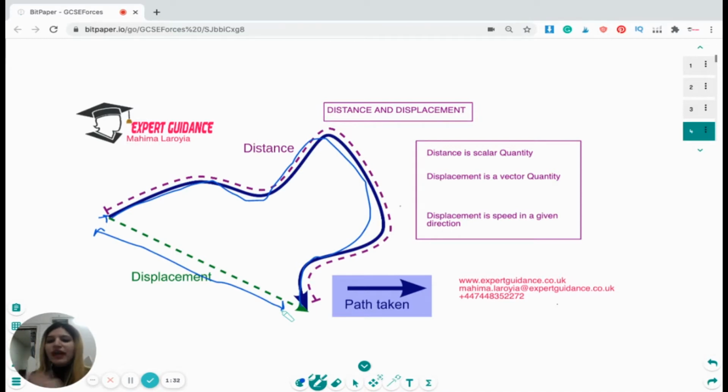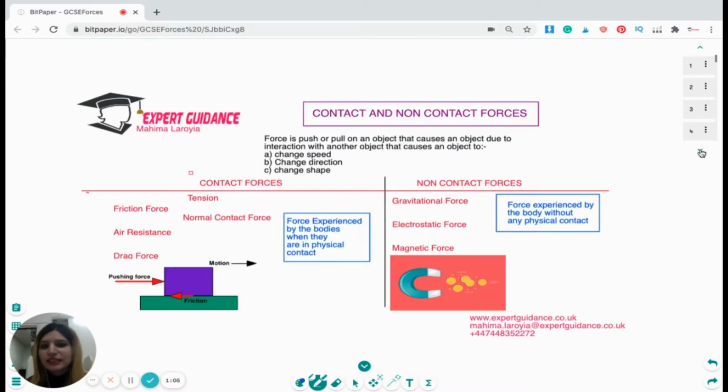No matter whether I go there directly or I take multiple routes, the distance between the initial and the final point will be the displacement, and distance will be the total path taken. Also, distance is a scalar quantity and displacement is a vector quantity. Displacement is the distance with the direction. I hope this concept of distance and displacement is clear to you.